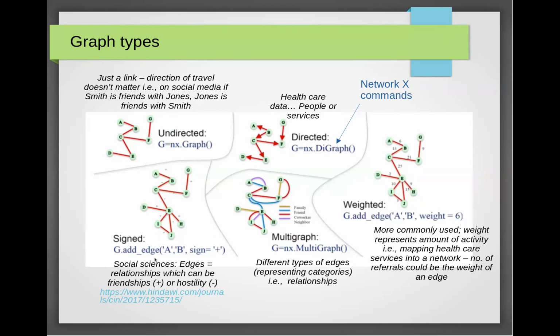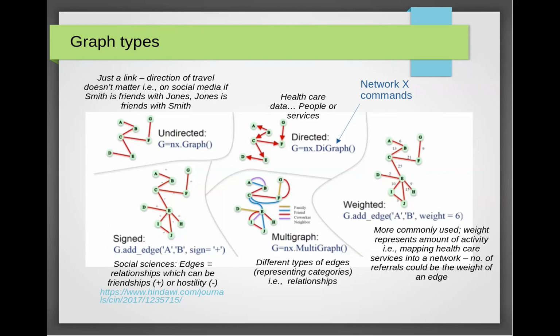Then we've got the signed graphs. And now this is quite an interesting one. The best example I found to convey this to everyone was, if you think about social sciences, and let's say there's a connection between two individuals, can you describe that connection as a friendship? That would be a positively signed edge. Or let's say it's some form of hostility, that would be negatively signed. And again, that can be interesting. There is a link there for anyone who wants to understand more about that.